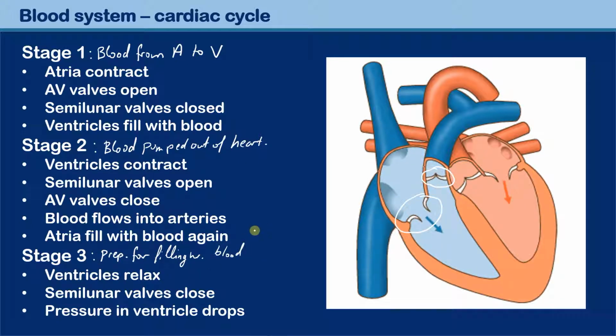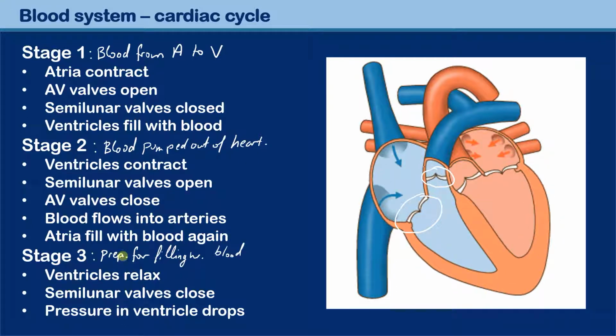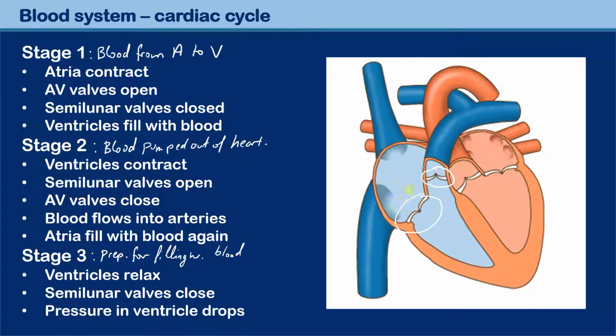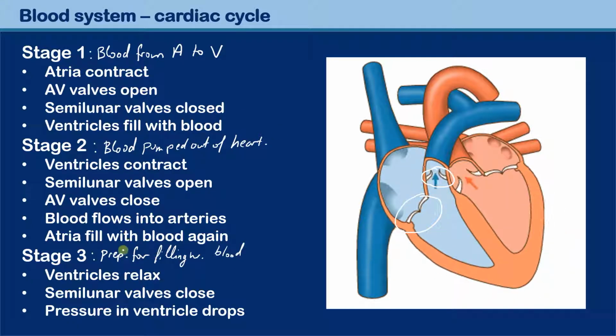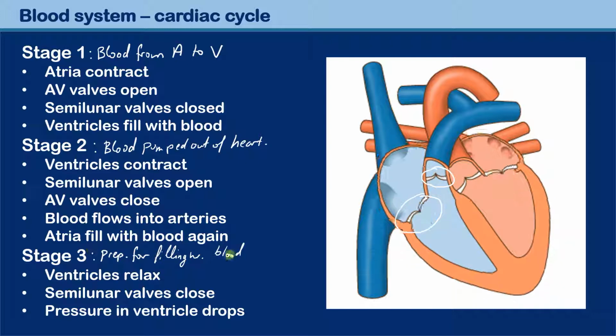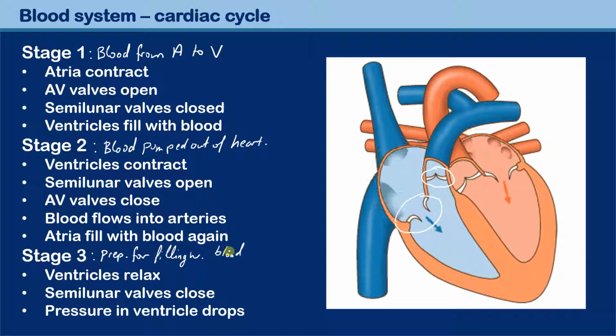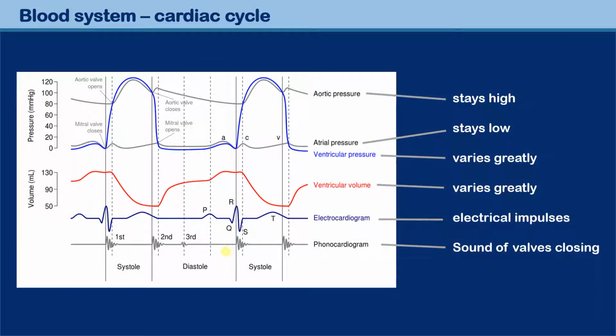I'm not even happy with my own explanations over here. But essentially, when I say it prepares, I want to say that the blood pressure has to drop sufficiently for more blood to flow from the atria to the ventricles, so that we can go back to stage one. But I have to admit, I'm not happy with this here. So you think of a better thing. Let's move on. Some nice diagrams.